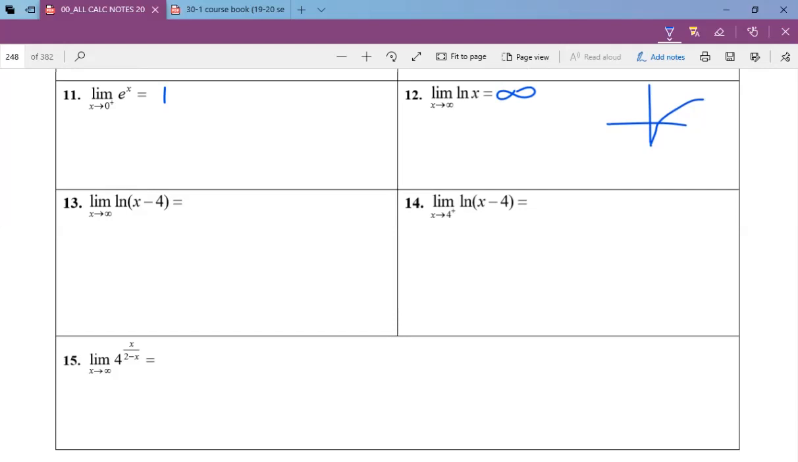The limit as x goes to infinity of ln of x minus 4. So as x goes to positive infinity, this is the natural log of infinity minus 4, whatever that means. And so this ends up being infinite.